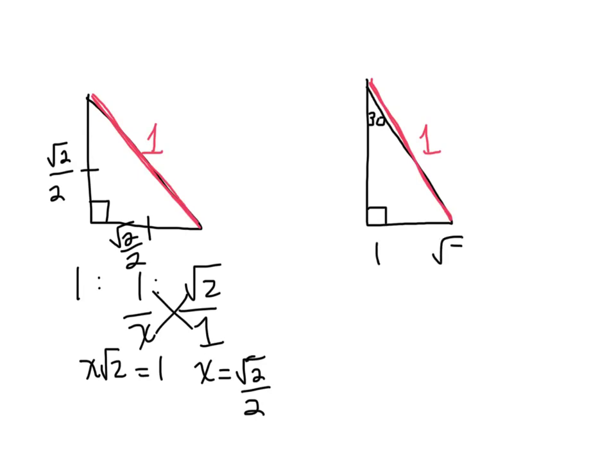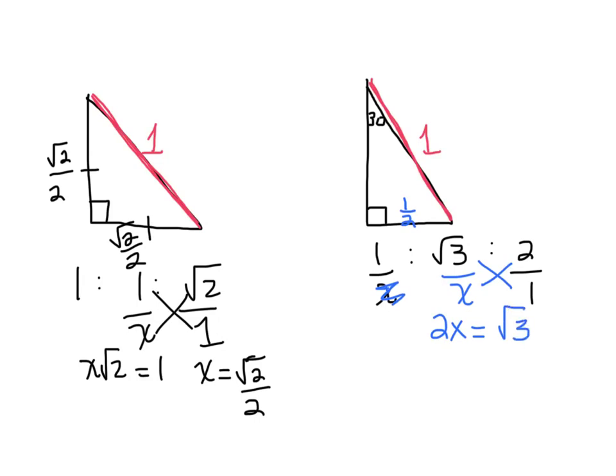I have 1, root 3, 2. I have the hypotenuse. I know if I try to find this, the side opposite the 30 is half of the hypotenuse, so this is going to be 1/2. And the side opposite the 60, so let's just work this out. I'm going to cross multiply, and I get 2x equals radical 3. Divide. Radical 3 over 2.